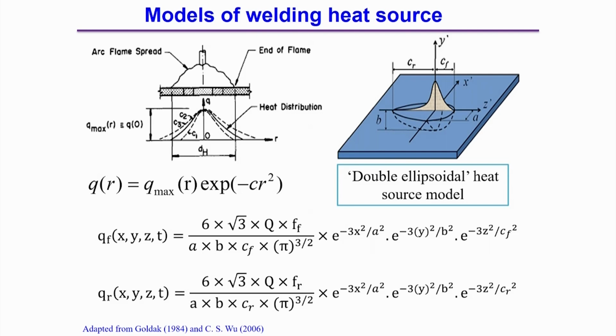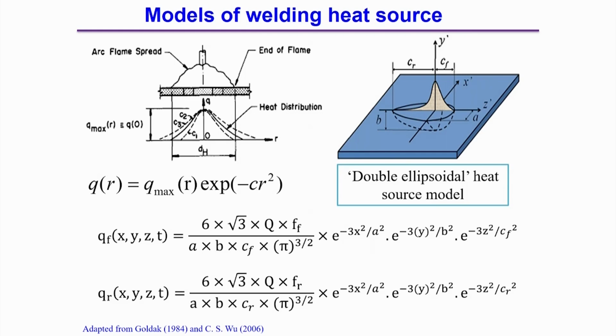But the difference between these two equations is that the non-uniform distribution of the energy in the front part of the ellipsoid and the back part of the ellipsoid can be taken care of by these two factors, FF and FR. These two fractions bring the difference in the non-uniform energy distribution in the front and the back side of the double ellipsoidal heat source model.